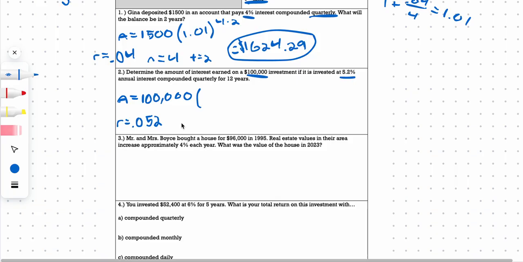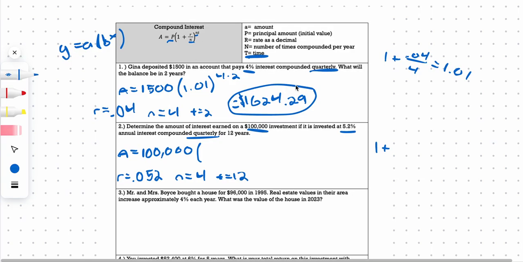Now we need to talk about N. N is equal to how many times it's compounded each year, quarterly. That's going to be 4. And then time, which is just 12 years, so t equals 12. So 1 plus, remember I'm just using this equation up here, 1 plus r over n, which is 0.052 over 4. We should get 1 plus 0.013, right? That's going to just be 1.013.